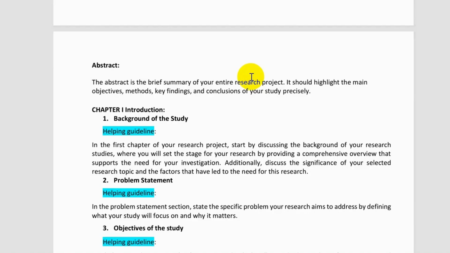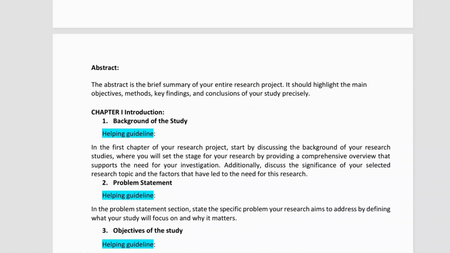Another thing to keep in mind is that this abstract is all about your own research project. So it can never be general. You have to be very precise while writing this abstract, and you have to link it with your own research project. Now, after writing the abstract, there comes the next section, that is Chapter 1, Introduction.